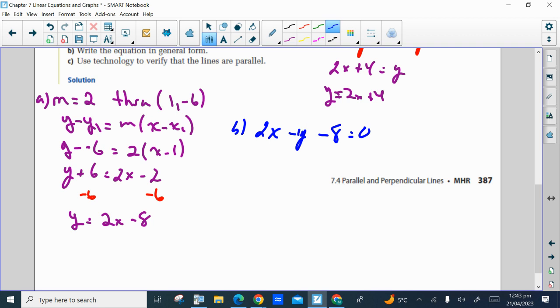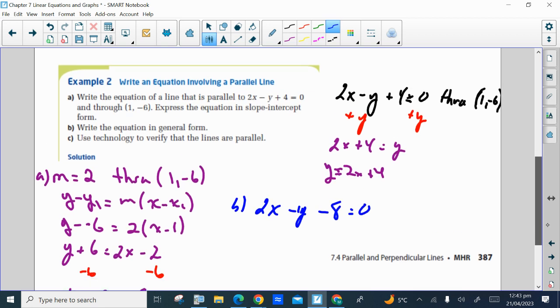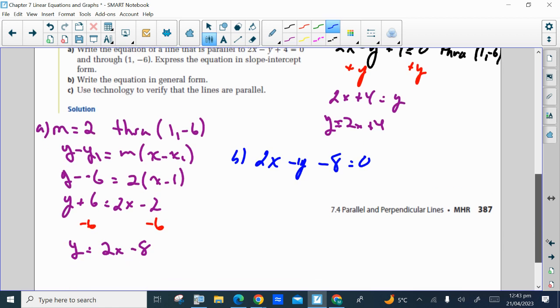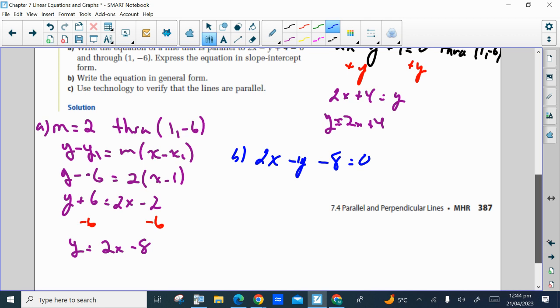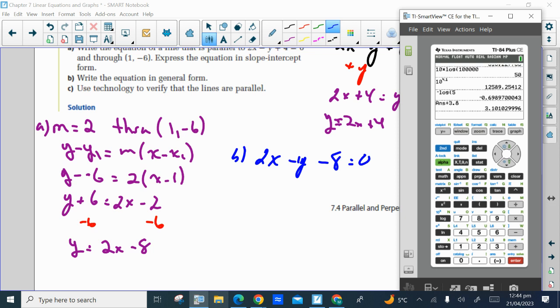Part C says use technology to verify that the lines are parallel. Now we don't really have to do that because both the lines have the same slope. The first line is y equals 2x plus 4. That's a slope of 2. The second line is 2x minus 8. Again, that's a slope of 2. But we can still put them in our calculator.